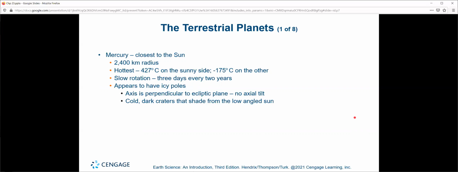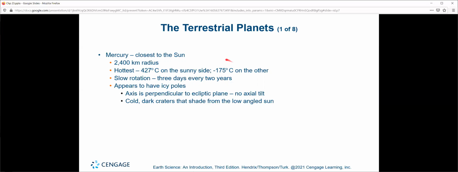It is very small, as shown here, 2,400 kilometers in radius, but its closeness to the sun gives it a ridiculous change in its temperatures. The sunny side of Mercury can hit as high as 427 degrees Celsius. Keep in mind, that's Celsius. That's not Fahrenheit. So that is over 4 times boiling water.